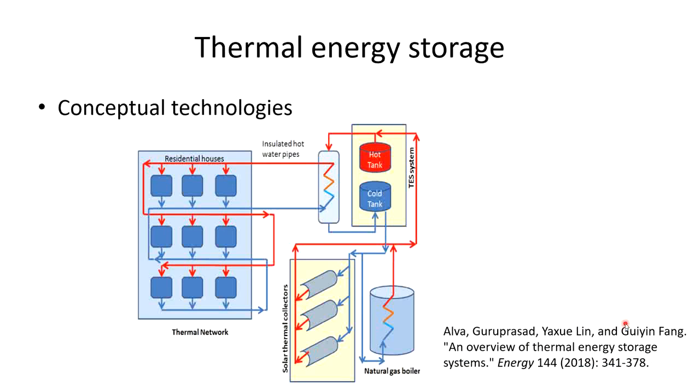The two-tank system is illustratively also shown here, where we have some heat source either as solar thermal collectors or, in parallel when the sun is not available, a natural gas boiler. Then the heat goes into the hot tank, and when the heat is needed, it's transferred from the hot tank to the cold tank via a heat exchanger, which transfers the heat for further utilization.